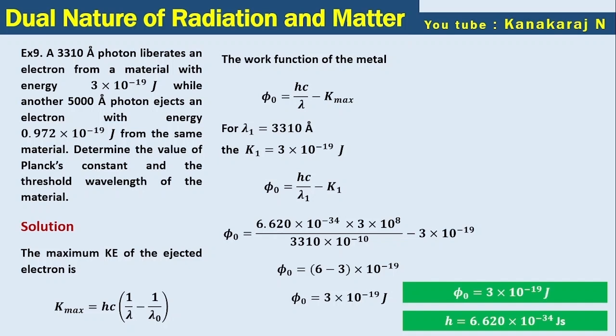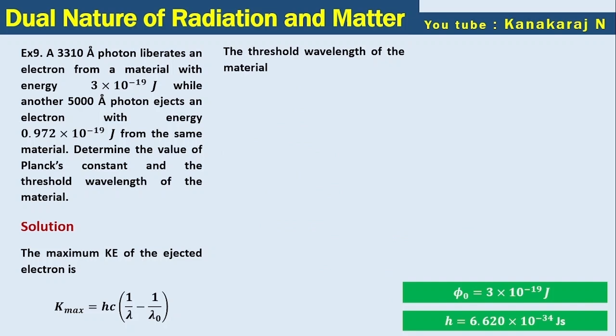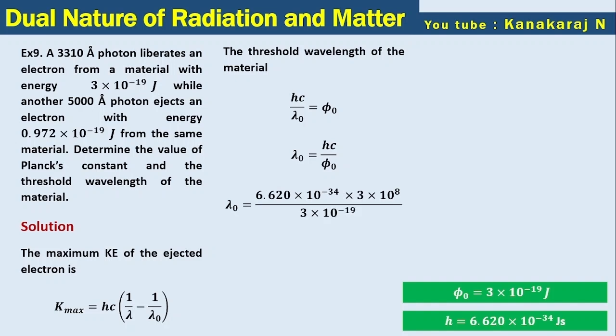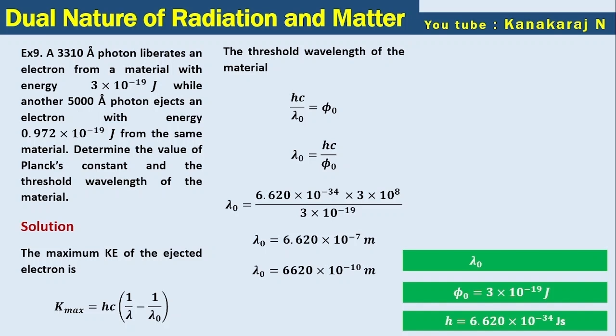Let us find the threshold wavelength of the material. hc upon lambda naught equals phi naught. Lambda naught equals hc upon phi naught. Substituting the value of h as 6.62 × 10^-34, the value of c is 3 × 10^8, divided by 3 × 10^-19. The 3 is getting cancelled. So we get lambda naught equals 6.62 × 10^-7 meter. Lambda naught is 6620 × 10^-10 meter. In Angstrom, we can write lambda naught equals 6620 Angstrom.